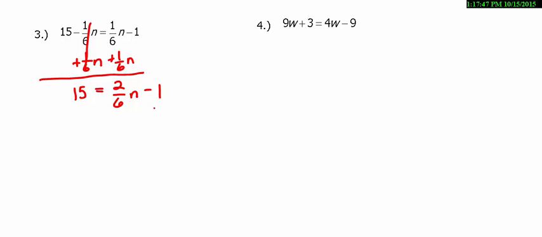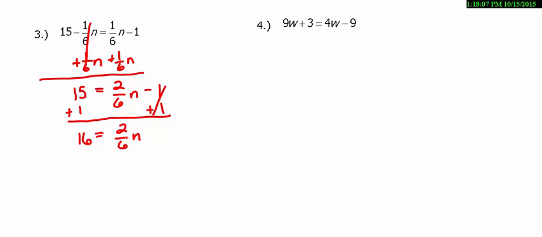and we have the negative 1 that we bring down. The next step in the flowchart would say, is there something that is not attached to the variable? And the answer is yes, it's the negative 1. So use inverse operations to undo that. And when we do that, the 1s, they leave 0, they cancel. 15 plus 1 is 16, so 16 equals 2 over 6n.